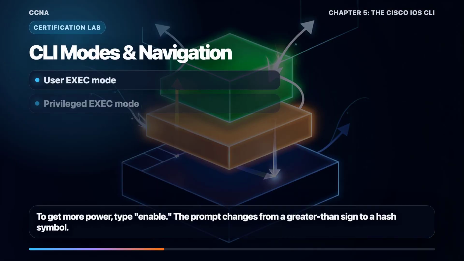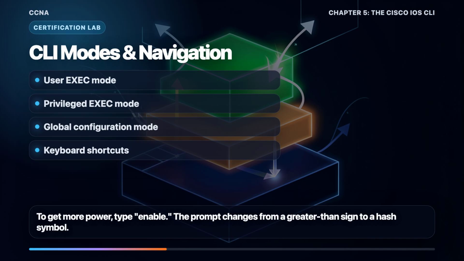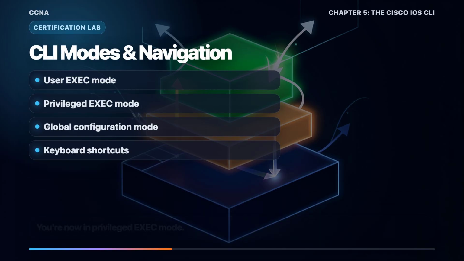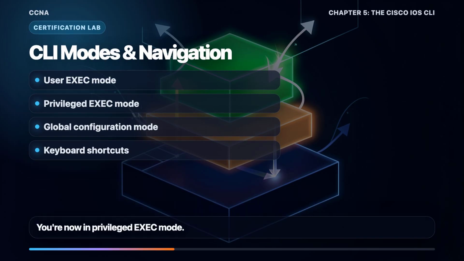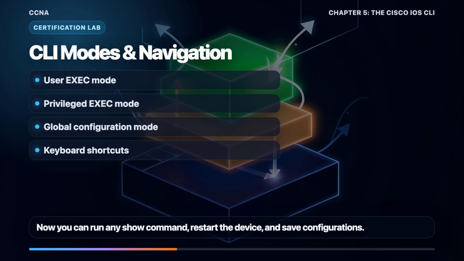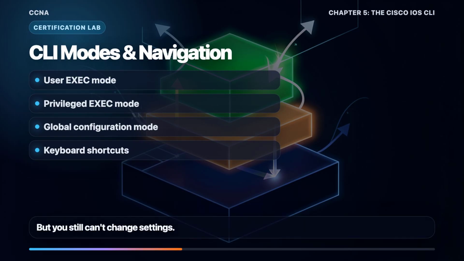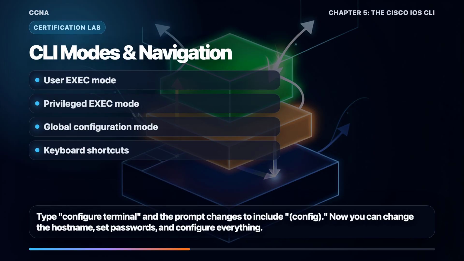To get more power, type enable. The prompt changes from a greater than sign to a hash symbol. You're now in privileged exec mode. Now you can run any show command, restart the device, and save configurations, but you still can't change settings. For that, you need global configuration mode. Type configure terminal, and the prompt changes to include config. Now you can change the hostname, set passwords, and configure everything.